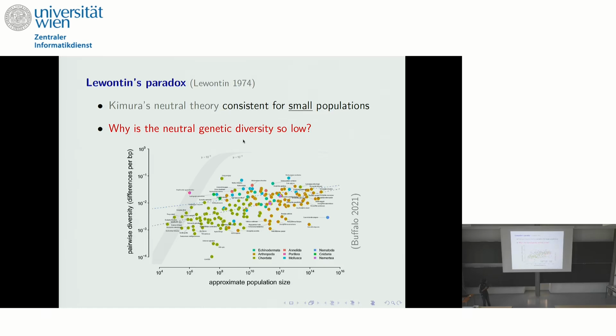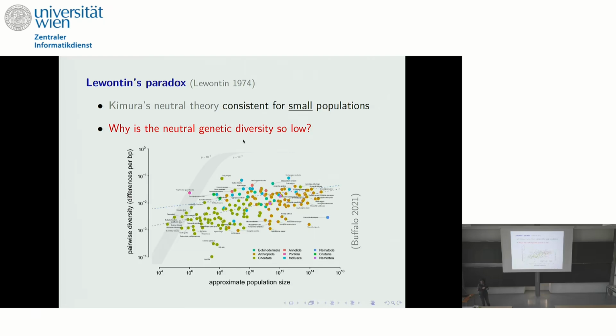What you see here is for various types of organisms. We are somewhere here, I think. Okay, so what you see here is that Kimura's result, which is the linear one, works quite well when the population size is small. But for most of the data, it's way off, orders of magnitude off. So this has been a problem.